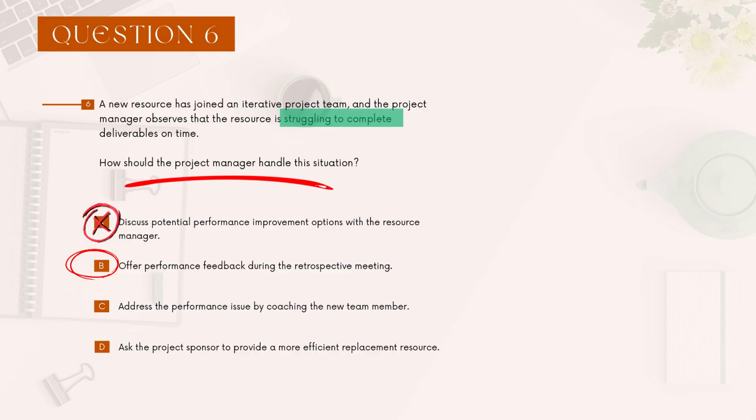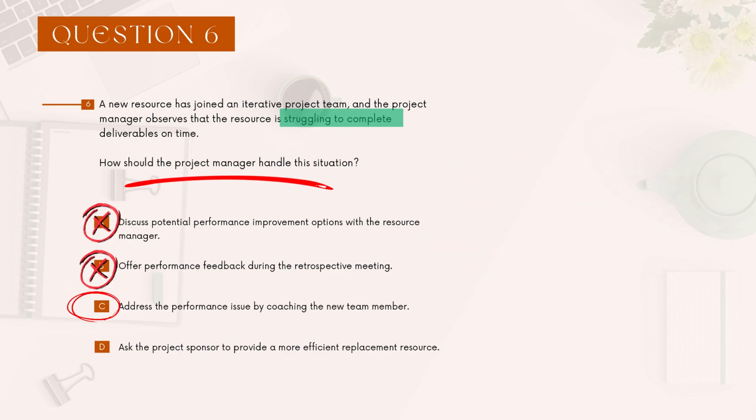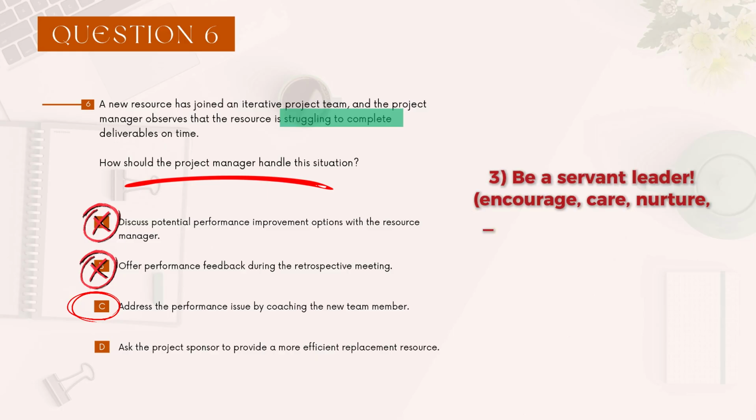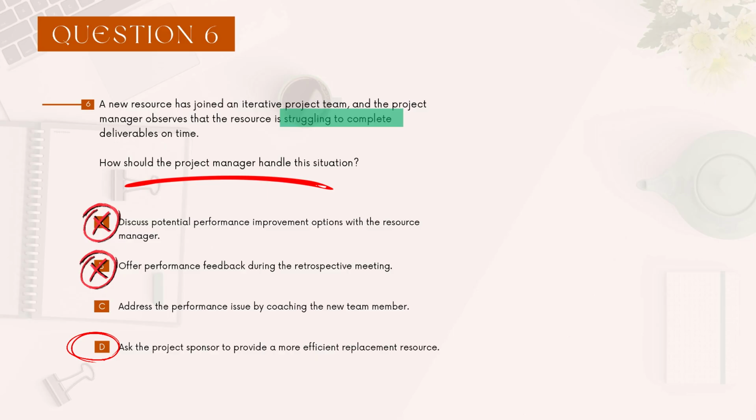B, offer performance feedback during the retrospective meeting. So this is good. There's only one thing. The retrospective meeting is at the end of the sprint. We're dealing with this sprint right now, and we need this person to step up right now. This delays the issue. Okay? Never settle for a delay. This is principle number 2. Eliminate. C, address the performance issue by coaching the new team member. Okay, not bad, right? You coach the new team member. I like the word coaching. That's a servant leader trait, principle number 3. D, ask the project sponsor to provide a more efficient replacement. So we don't go to the project sponsor. We don't escalate things. Eliminate it because it contradicts principle number 8. And C is going to be our best answer.